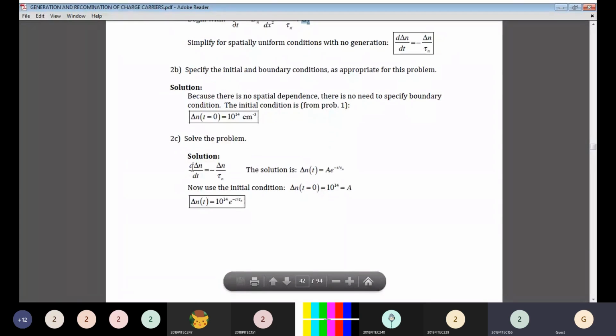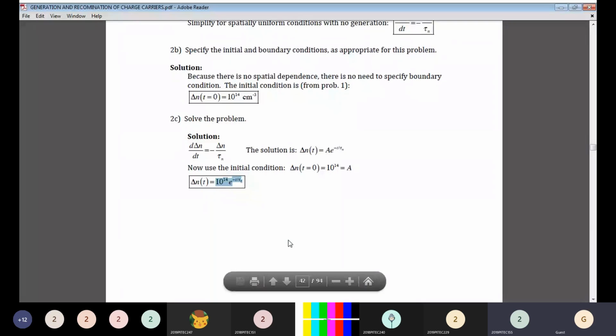Next, d delta n by dt equals minus delta n by tau_n. So the solution is delta n of t equal to A times e to the power minus t by tau_n. Using the initial condition, delta n at t equal to 0, which is 10^14, equal to A. So delta n of t equals 10^14 times e to the power minus t by tau_n.